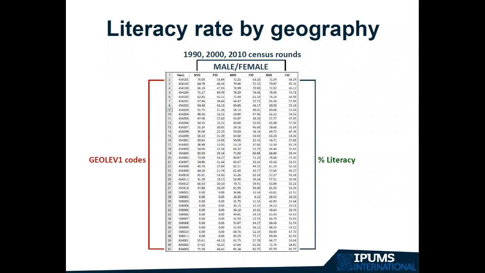You need to aggregate the microdata by geography level 1 and level 2, and finally export your results in Excel or in Access. So here I have my results in Excel. This column is the Geo level 1 codes. I have named that Geo 1 in my Excel file. Columns 2 through 7 are percentage literacy, male, female, 1990, male and female, 2000, male and female, 2010 for the 3 census rounds, and these are in percentages.